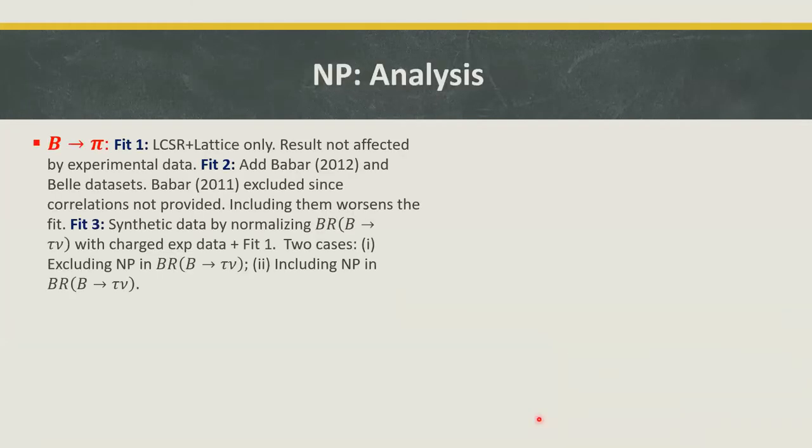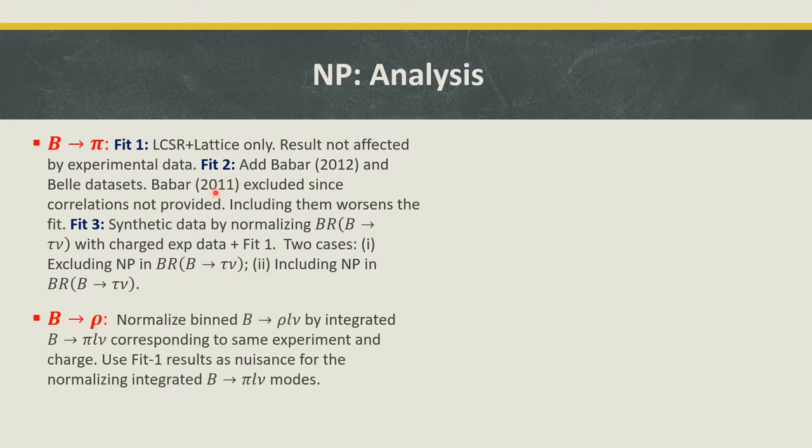Right, so on the new physics analysis side, we followed a similar procedure. For B2Pi, we had three data sets: FIT1, LCSR plus Lattice. In FIT2, we had everything added, every experimental data set apart from BABAR 2011. And in FIT3, we cooked up a synthetic data set by normalizing the branching ratio for B2 tau nu with the binned B2 pi data from each data set that we used in FIT2. And for B2 rho, we normalized the binned B2 rho l nu by the integrated B2 pi l nu.